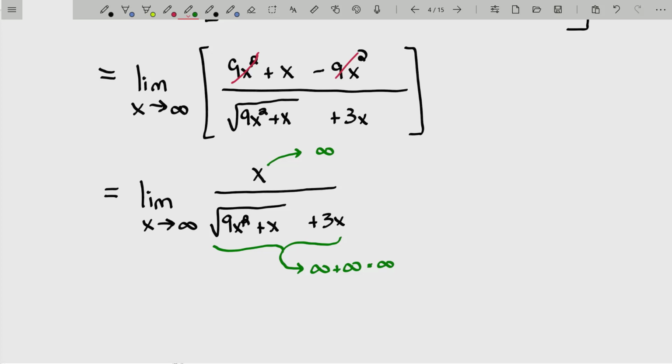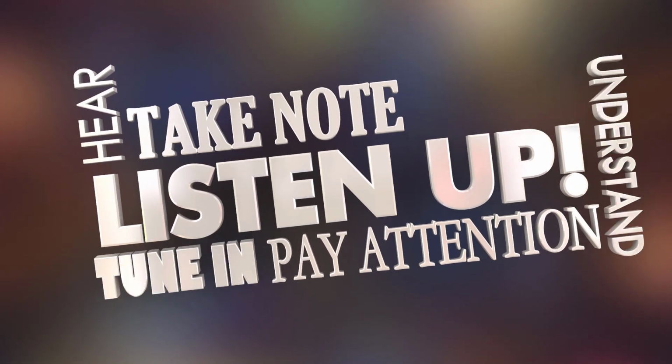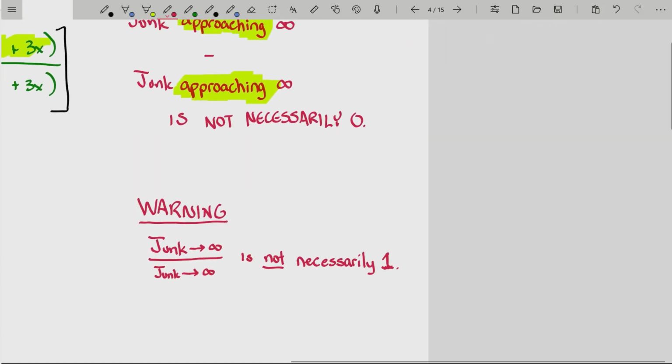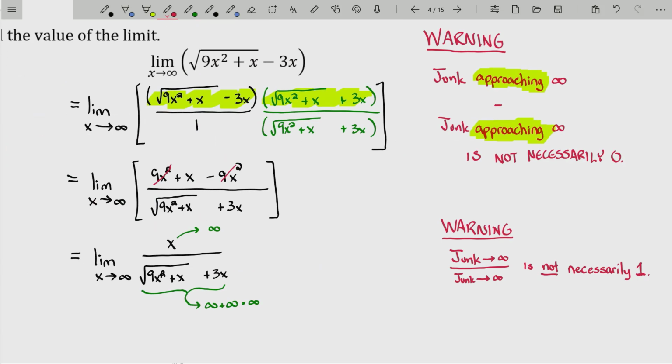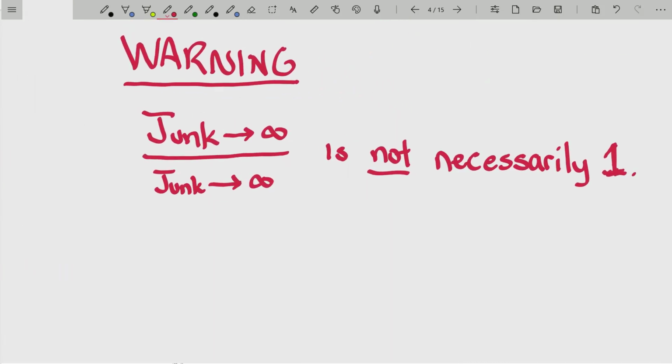All right. So what do you do in this situation? Because infinity over infinity, junk approaching infinity divided by some other junk approaching infinity, is not necessarily 1. So notice the two warnings I've written down. In arithmetic, they would be true, like a number minus itself would be 0, and a number divided by itself would be 1. But you're not in arithmetic, you're in calculus. And infinity, that's a concept. So all bets are off.